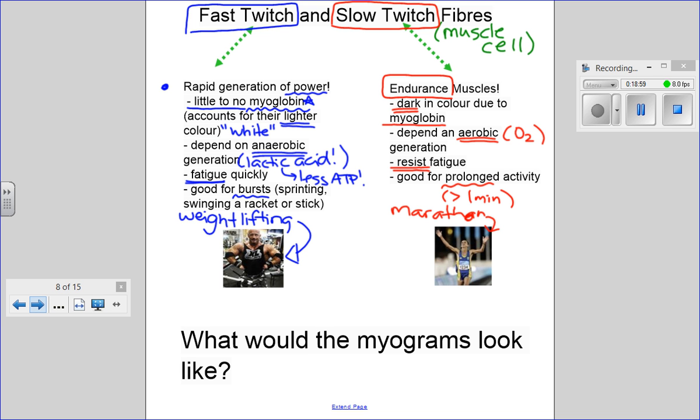If you're going to lift one weight and hold it for more than 1 minute, then you're not using your fast twitch muscle fibers anymore. Now you're starting to use your slow twitch muscle fibers.